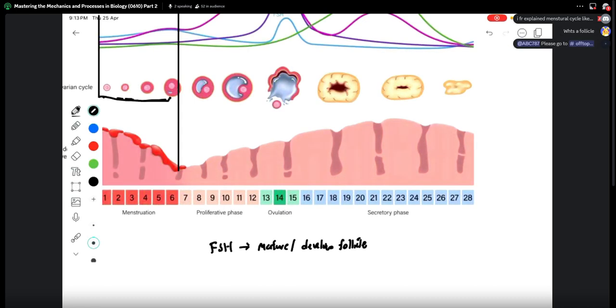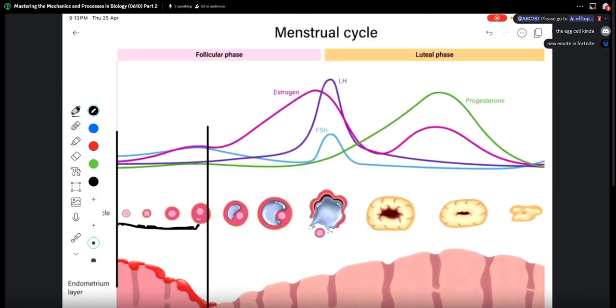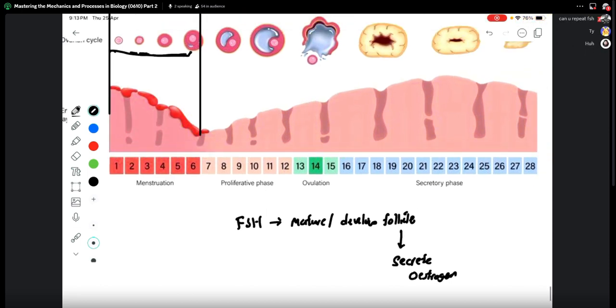This is located inside the ovary. The follicle is like an egg cell, trying to develop and mature. As the follicle starts to mature, it will start to secrete the estrogen, and this estrogen will stimulate the build up of this uterine wall. So FSH is produced.